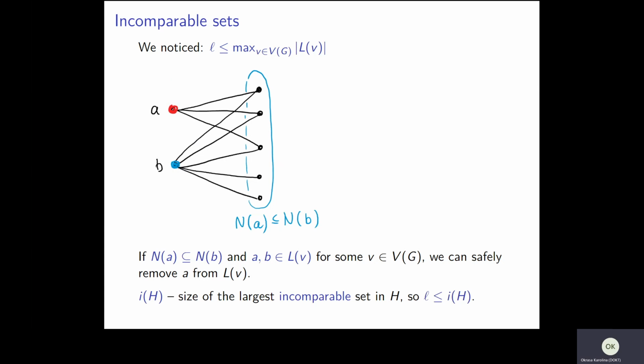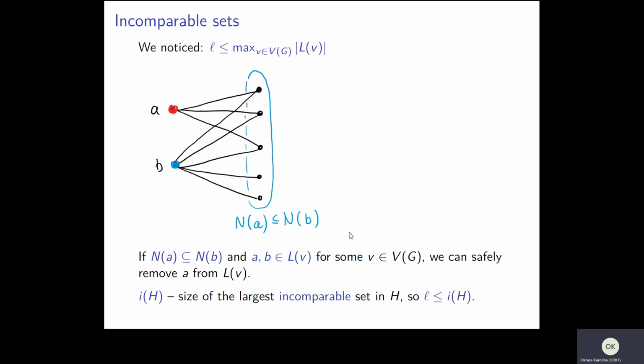Okay. And now, what is an incomparable set in H? This is just a set of vertices which are pairwise incomparable with respect to this neighborhood containment relation. This basically means that a set S is incomparable if there are no two vertices A and B in it such that the neighborhood of A is contained in the neighborhood of B. And we denote by I(H) the size of the largest incomparable set in H.